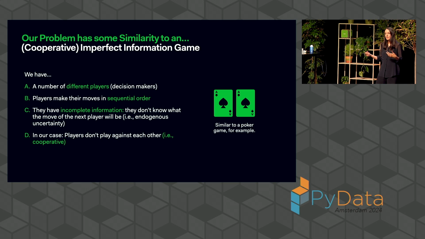What makes this similar to a game? First of all, we have a number of different players or decision components. And these players make their moves in sequential order. And they have incomplete information. That means they don't know what the move of the next player will be. In game theory, we call this endogenous uncertainty. And of course, in this specific case, these players also don't play against each other. So we could say this is a cooperative imperfect information game.